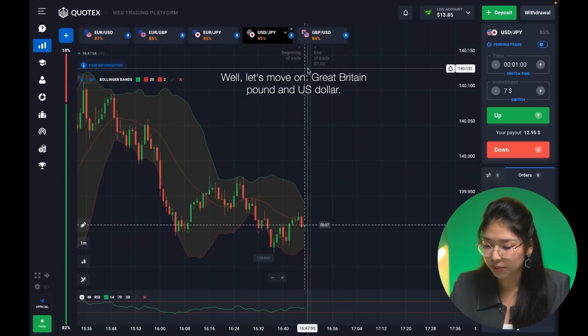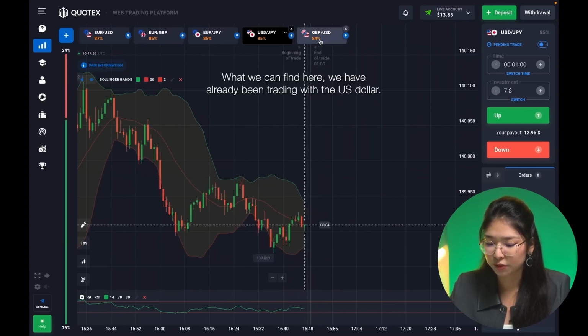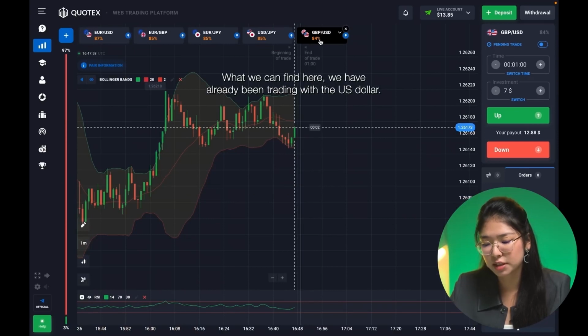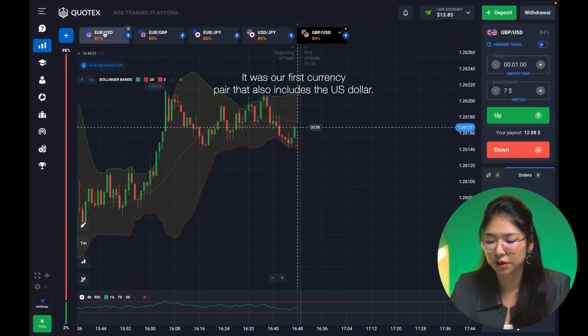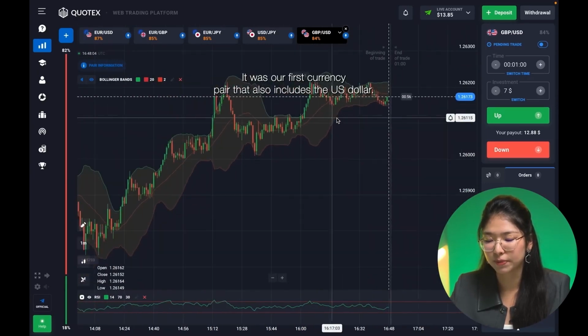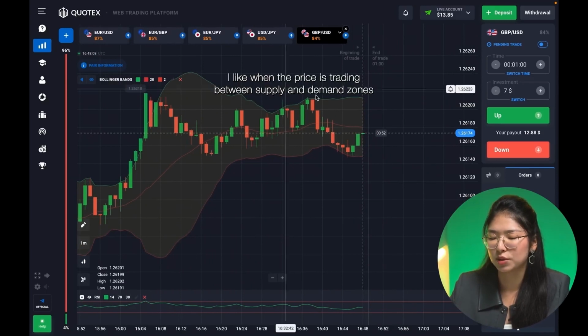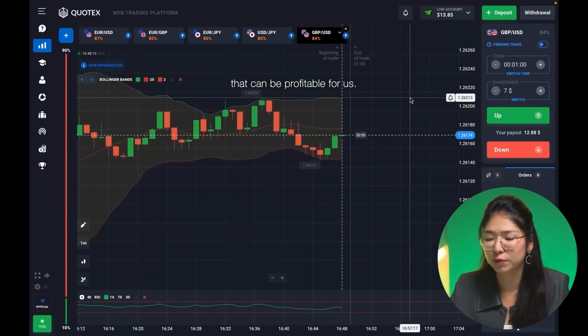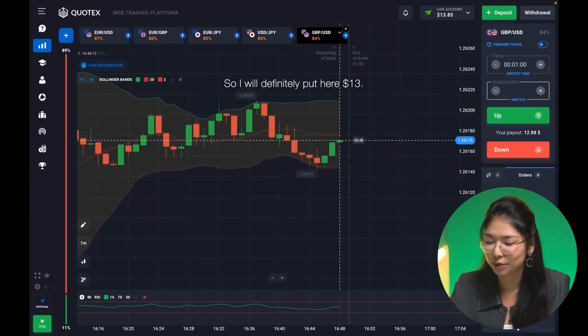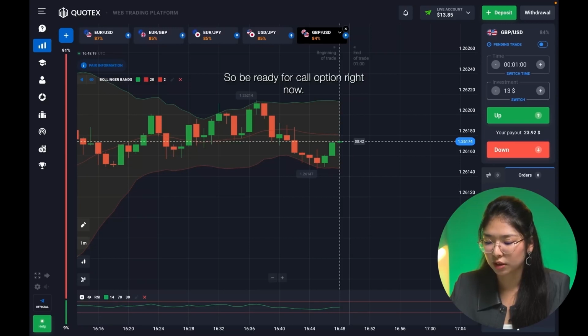So let's move on. Great Britain pound and US dollar. What can we find here? We have already been trading with the US dollar, and it was our first currency pair that also includes the US dollar. And I pretty much like the situation. I like when the price is trading between supply and demand zones, that can be profitable for us. So if we definitely put here $13, already 13, yes, not one. So be ready for call option right now.